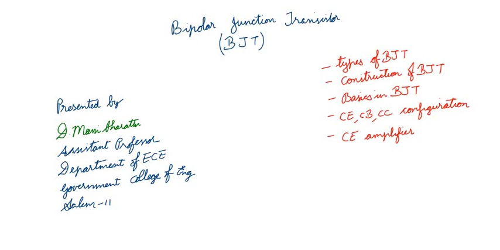In this video, we are going to discuss the bipolar junction transistor, or simply BJT. Here we will be seeing the types of BJT, that is the NPN transistor and the PNP transistor, and we will explain an overview of how a BJT is constructed and the basics regarding the BJT and its biasing, and three types of configuration: common emitter, common base, common collector, CE, CB and CC configuration. And we will be explaining how a CE configuration is used as an amplifying circuit.